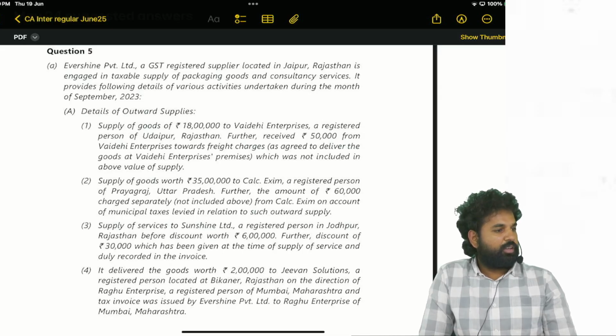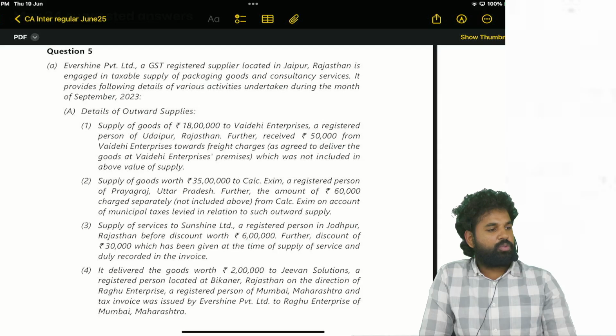Supply of goods worth 35 lakhs to Calc Exim, a registered person of Prayagraj, Uttar Pradesh. Further an amount of 60,000 charged separately, not included above, from Calc Exim on account of municipal taxes. That shall be added up. Okay, 35 lakhs plus 60,000. Supply of services to Sunshine Limited, registered person in Jodhpur, Rajasthan, before discount worth 6 lakhs. Further discount 30,000 has been given at the time of supply of service and duly recorded in the invoice. So value will be 6 lakhs minus 30,000.